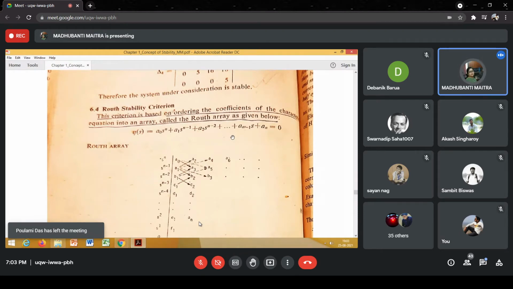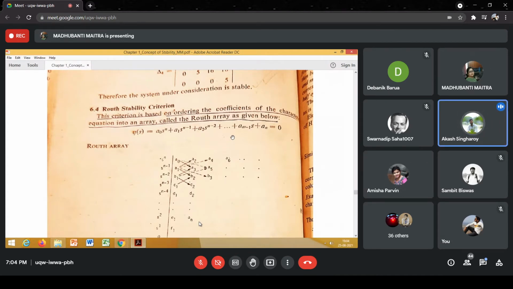And what will be the coefficients? A0, A1, then what will be the last coefficient? After A5, the last coefficient will be A6. Yes or no?